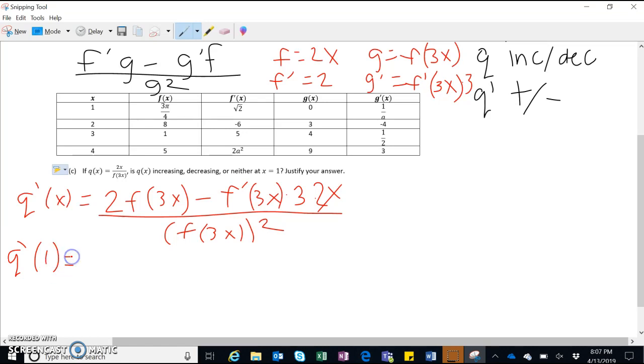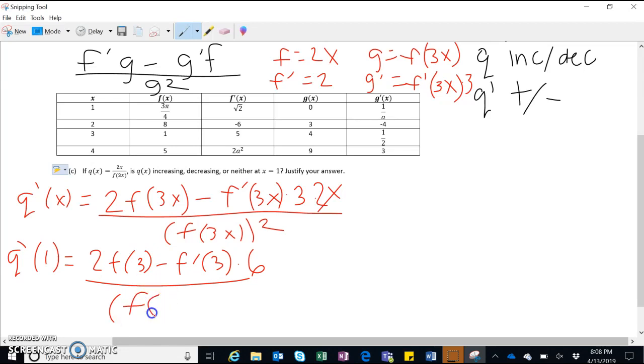So again, doing some mental math here. This is going to be 2f of 3 minus f prime of 3 times 6 at the end, because 3 times 2 times 1 is 6, all over f of 3 squared. I'll use my table to get some values now. Looks like f of 3 is just 1, so that first term is 2 times 1, or 2. f prime of 3 is 5, and 5 times 6 is 30. And f of 3 again is 1, so 1 squared in the bottom is 1.